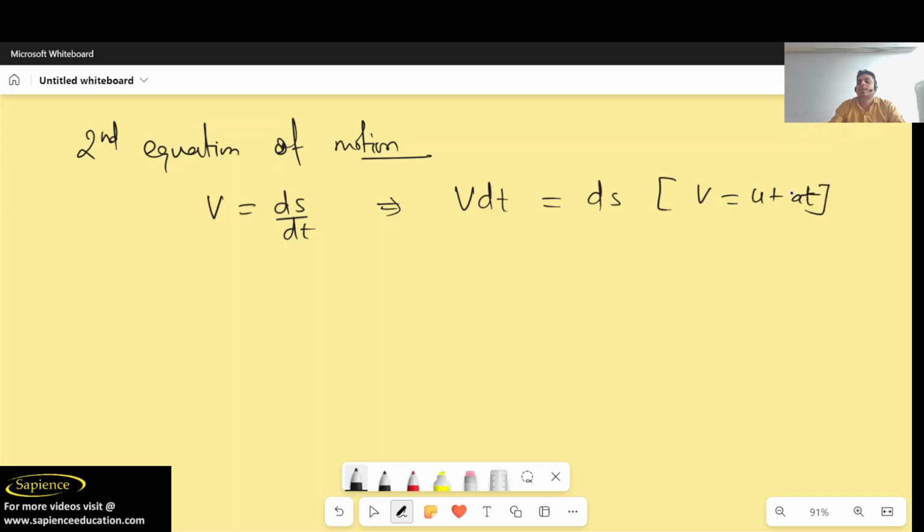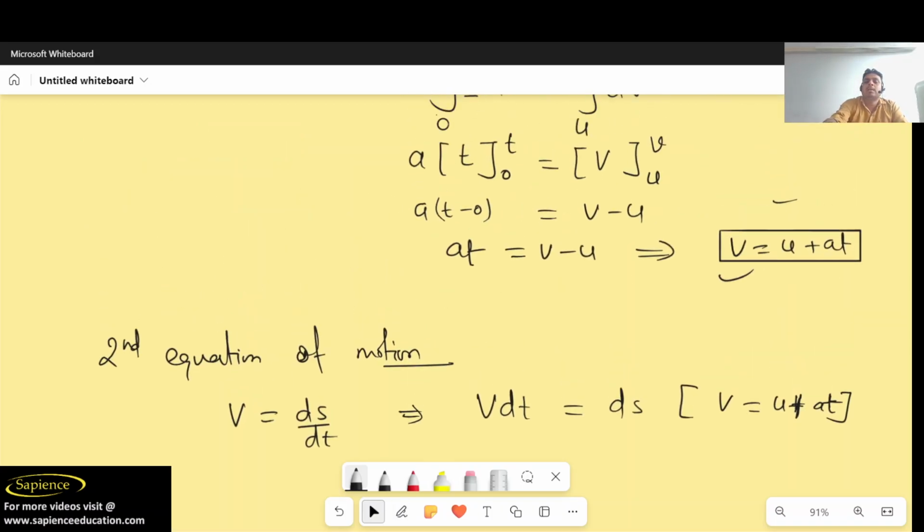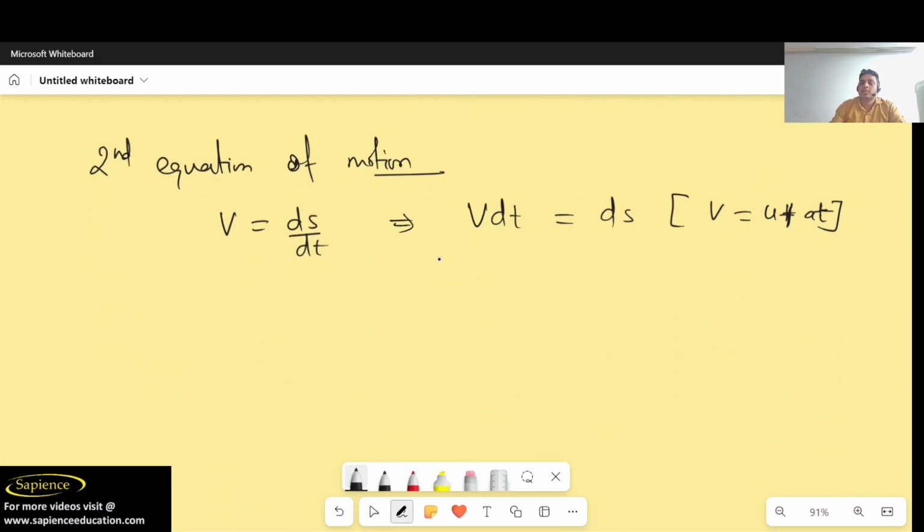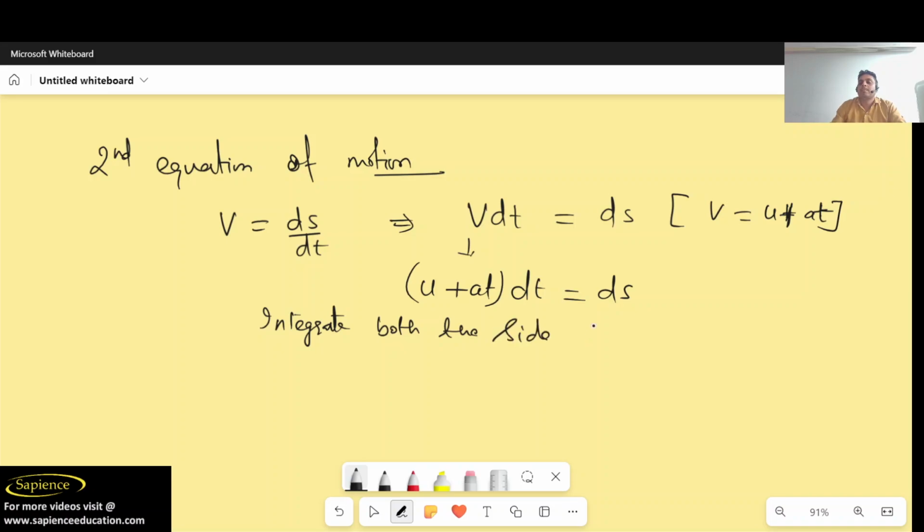Okay, we can write. Now as we know, v equal to u plus at, just now I have derived this. Can we put this v as u plus at in the above equation? If you put v equal to u plus at, and write (u plus at) dt equal to ds, can we integrate both sides? So please integrate both sides by putting limits.